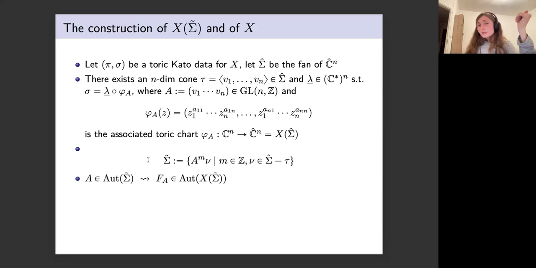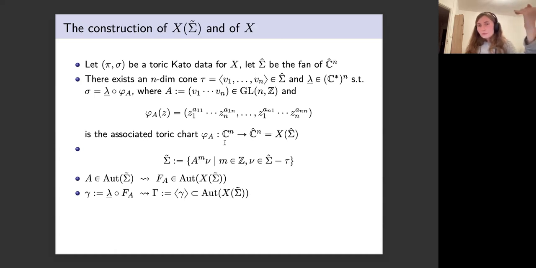And now, since this matrix A acts on this infinite fan, this will define naturally an automorphism of the corresponding toric variety associated to the fan. You can even, again, if you pick your coordinates as the coordinates on the complex torus, then this automorphism will really be exactly phi_A, which is written upstairs. And so it will send t1, ..., tn to these monomials to the powers A1, ..., An. This is exactly the automorphism that you get.